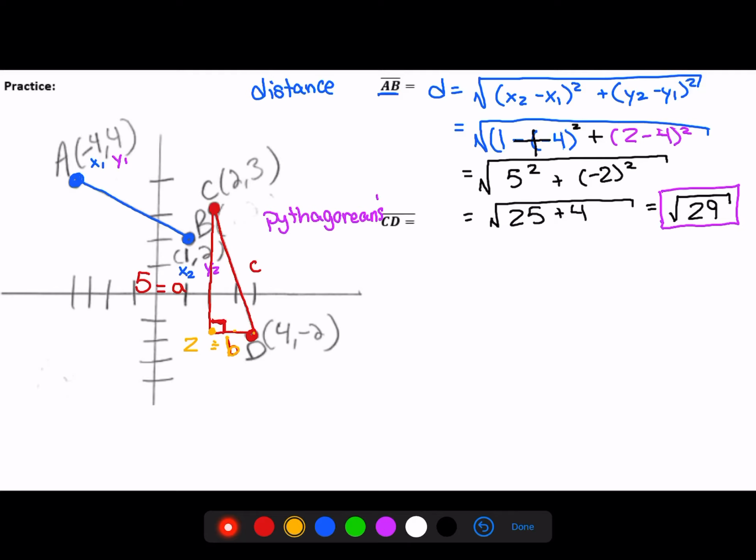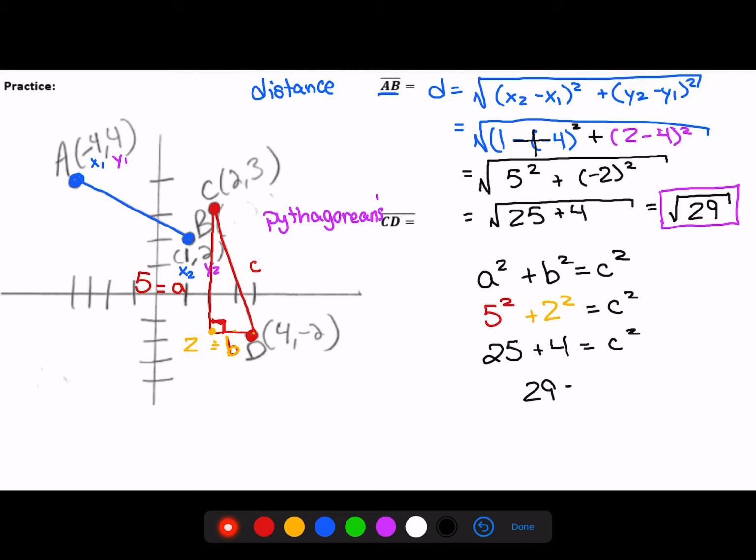From here, I can plug it into Pythagorean's theorem, which is, again, a squared plus b squared equals c squared, where a is 5, so I have 5 squared, b is 2, so I have 2 squared, and that's set equal to c squared. So that gives us 25 plus 4 equals c squared. 29 equals c squared. To get rid of that square, I take the square root of both sides. We're left with c is equal to radical 29. And do you notice anything? Hopefully you're noticing that these two answers are the same exact thing. So we have the same answer regardless.